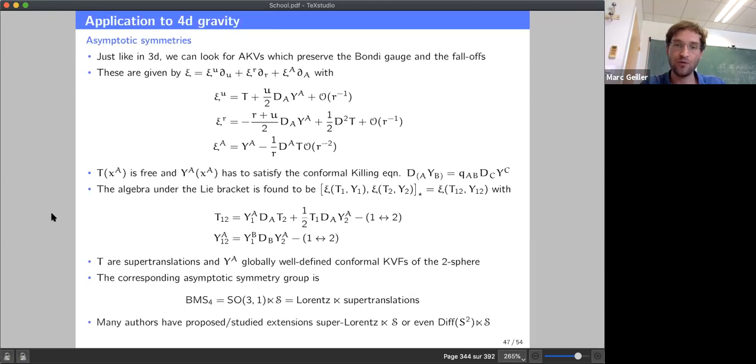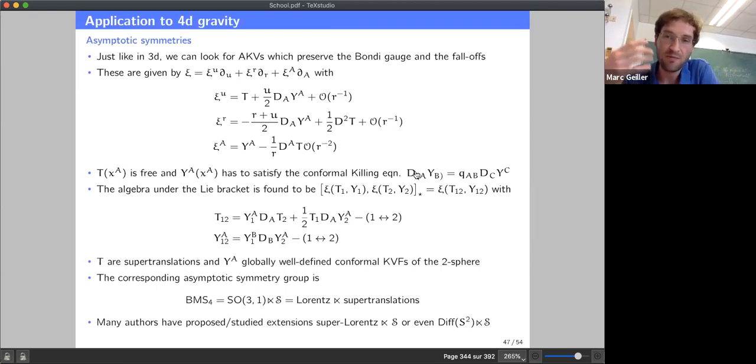Now, just to mention, you could ask yourself why it is that in 4 dimensions we only find the Lorentz group here, instead of something like the super Lorentz group, the analog of the superrotations we had in 3 dimensions, or even all of the diffeomorphisms of the 2-sphere. Well, the answer is to be found in the precise form of the Bondi metrics which we have chosen. In fact, in this original construction of Bondi and his collaborators, there is some further assumption and ansatz on the form of the metric that they consider.